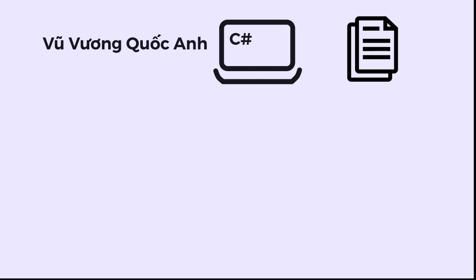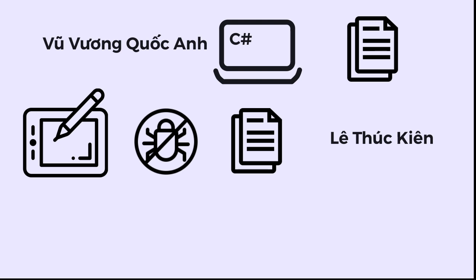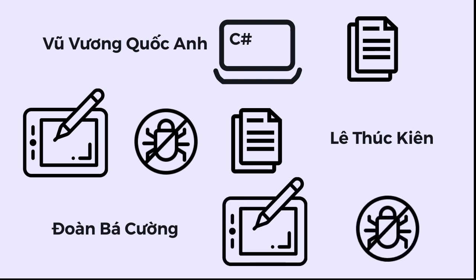As for the process of working on this project, our team had 3 people, each with different assignments to complete. Our group leader, Vũ Vương Quốc Anh, is in charge of coding as well as the SRS and the SDD document. Next up, Lê Thúc Kiên is in charge of NPC designing, debugging, and the white box and black box testing documents. And me, Đoàn Bá Cường, the main designer of all the assets in the game, document formatting, and debugging.